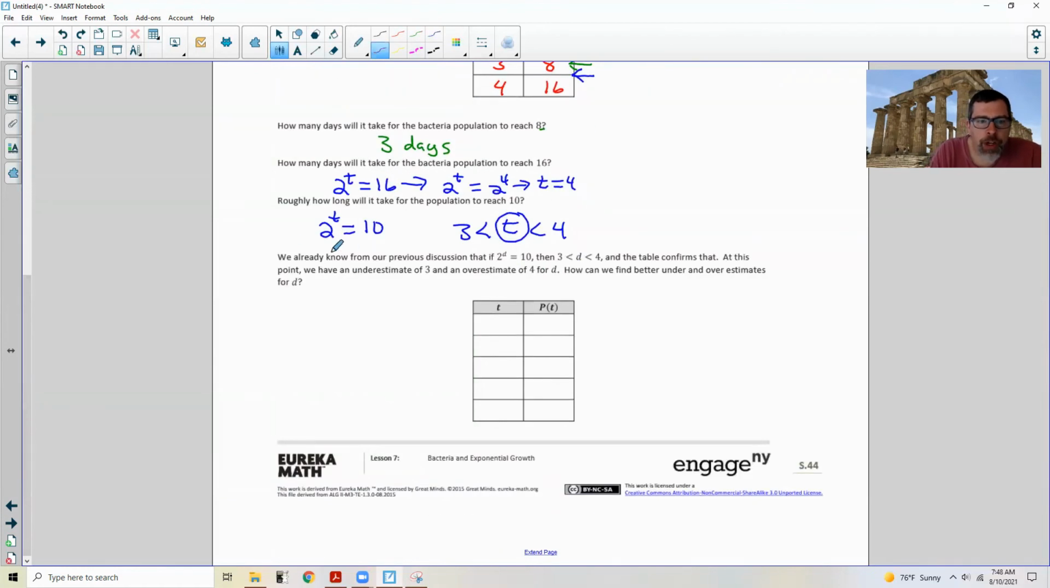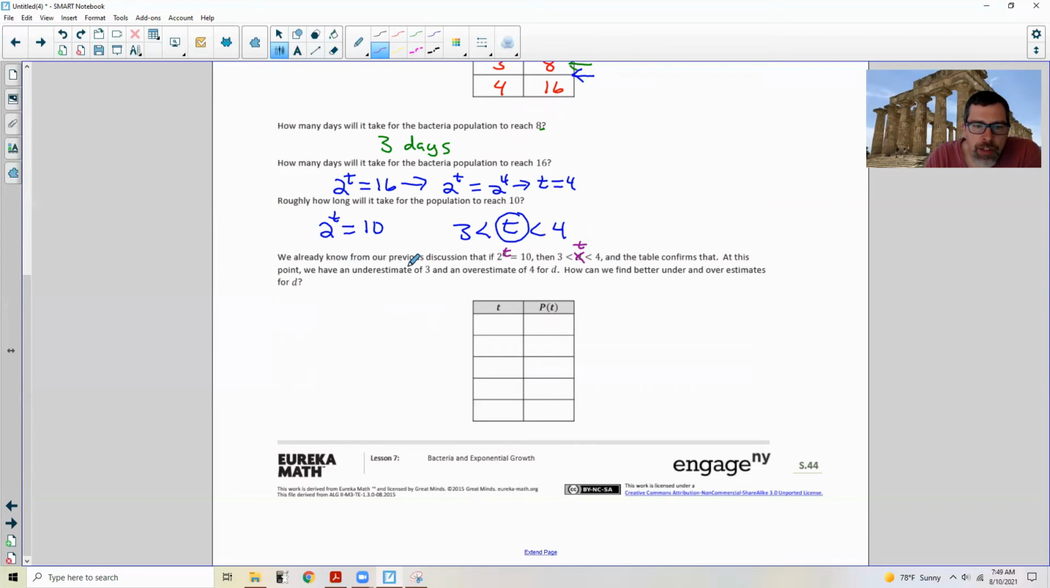Okay, so anyway, we already know from our previous discussion that if 2 to the power of d equals 10, then d has to be between 3 and 4. I don't know why they switched to d, but let's get rid of that, please, because there is no d in this table. It's p of t, not p of d. We already know that if 2 to the t equals 10, then t is between 3 and 4, and the table confirms that.